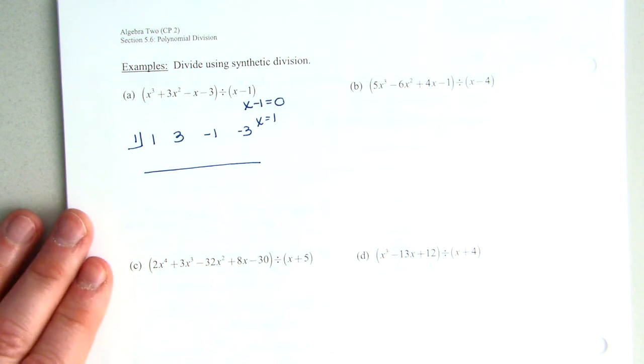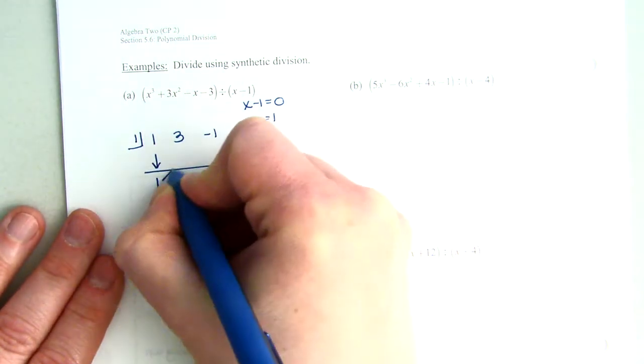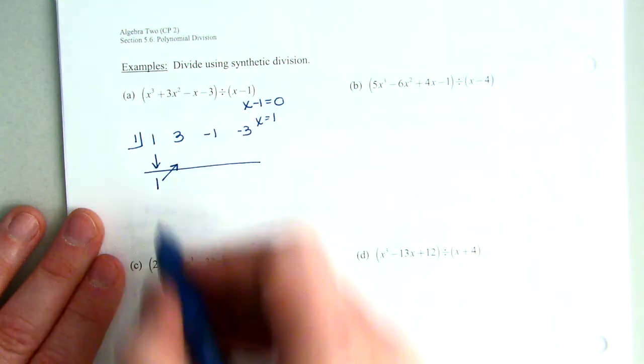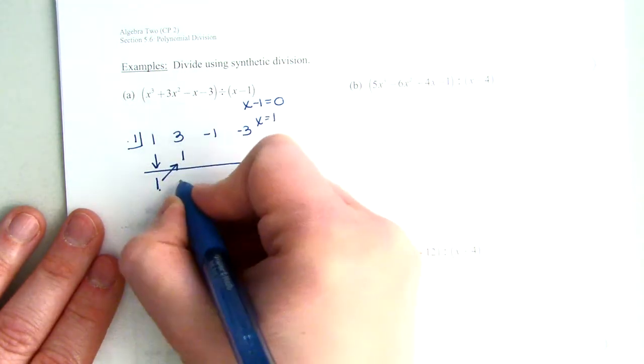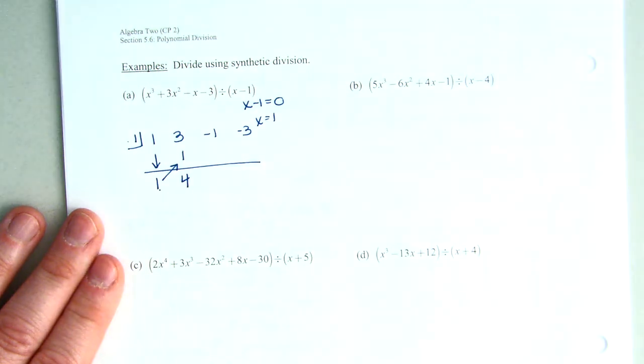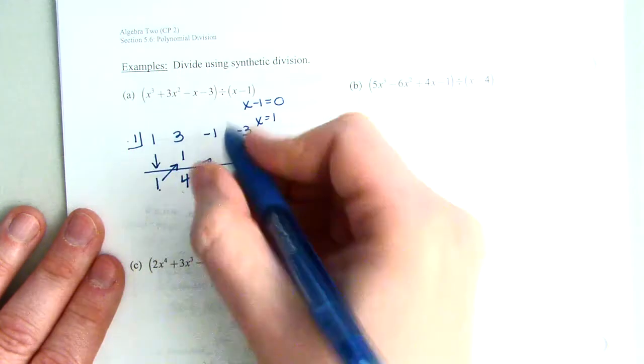Here we go. I'm going to bring down a 1. Diagonally, I'm going to bring up the answer times what was in the box. 1 times 1 will give me 1. I'm going to add. 3 plus 1 gives me 4. I'm going to multiply this answer times what was in the box. 4 times 1 gives me 4.